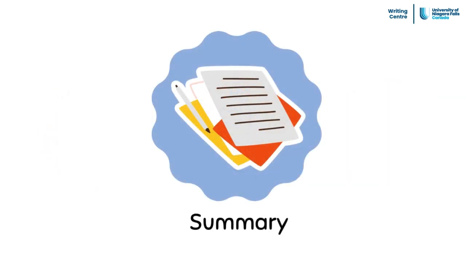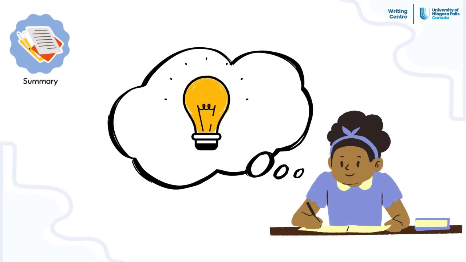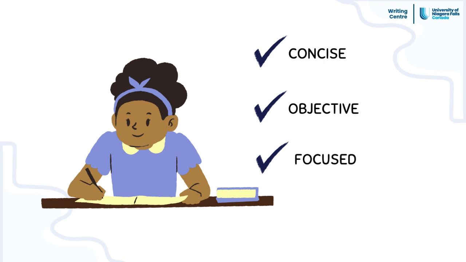The first part, as we already mentioned, is the summary. The summary describes the main ideas or arguments of the source. This is where you focus on identifying the main information from a source that you want to summarize. The best practice is to keep it concise, objective, and focused on what parts of the source are relevant for your paper.